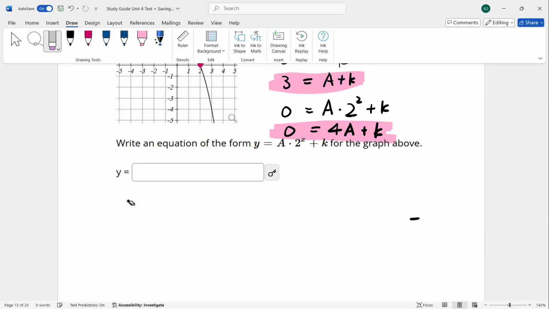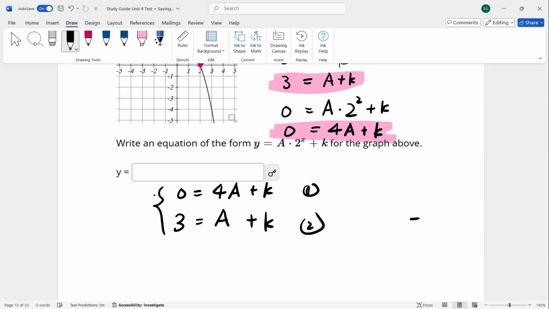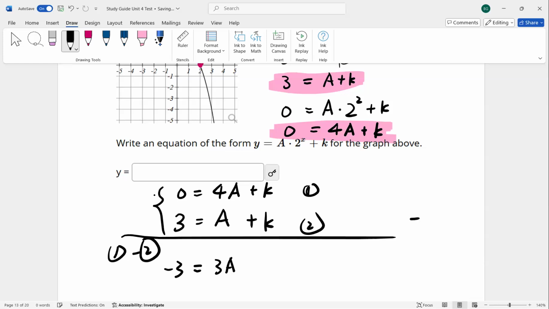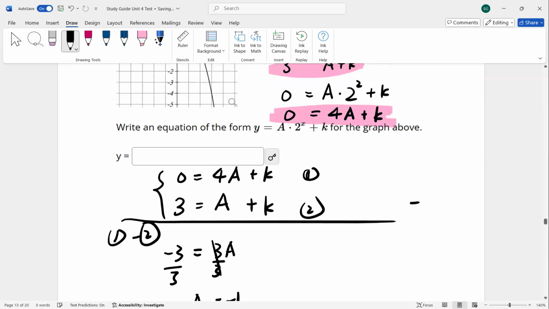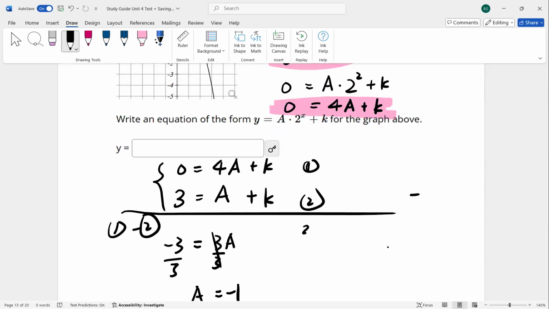We have the 2 equations in pink, right? And this time I'm going to write the second equation on the top and the first equation on the bottom. Okay, this will look better. And this is 1, this is 2. And if we use 1 minus 2, on the left side, 0 minus 3 is -3. 4a minus a, 3a, feels more comfortable, right? k minus k is 0. And now we have 3a equals -3, divided by 3.